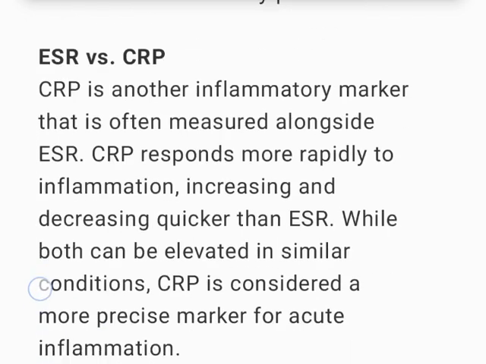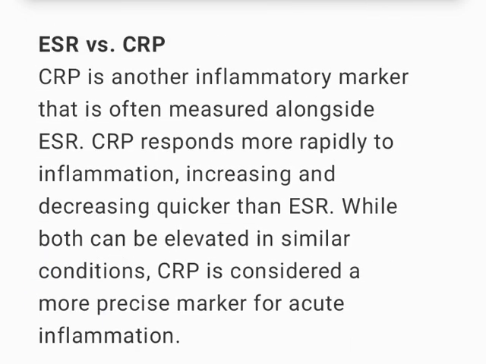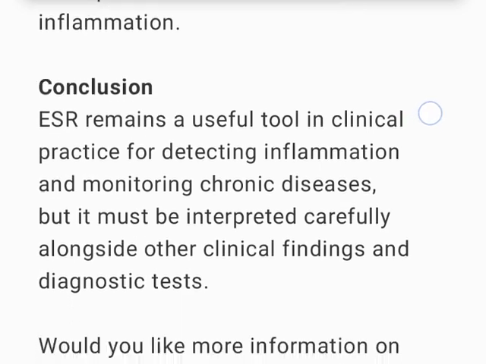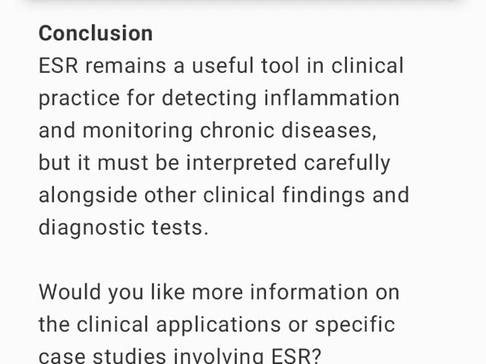ESR versus CRP. CRP is another inflammatory marker that is often measured alongside ESR. CRP responds more rapidly to inflammation, increasing and decreasing quicker than ESR. While both can be elevated in similar conditions, CRP is considered a more precise marker for acute inflammation. Conclusion. ESR remains a useful tool in clinical practice for detecting inflammation and monitoring chronic diseases, but it must be interpreted carefully alongside other clinical findings and diagnostic tests.